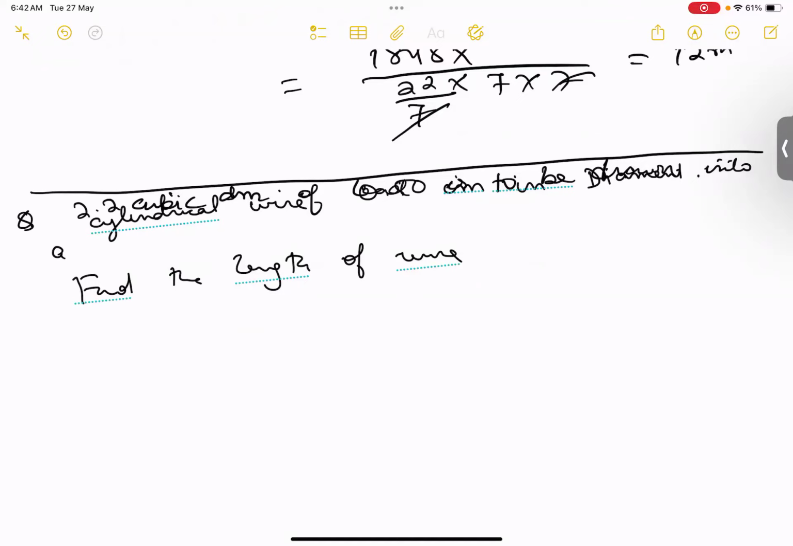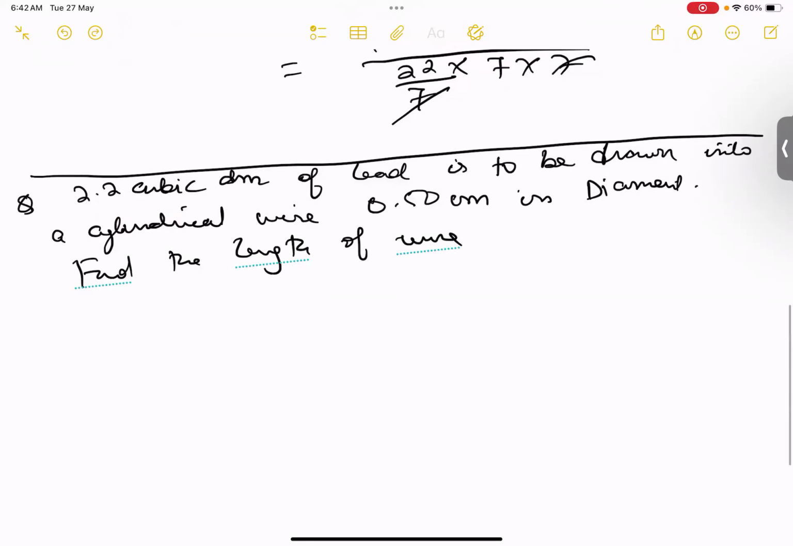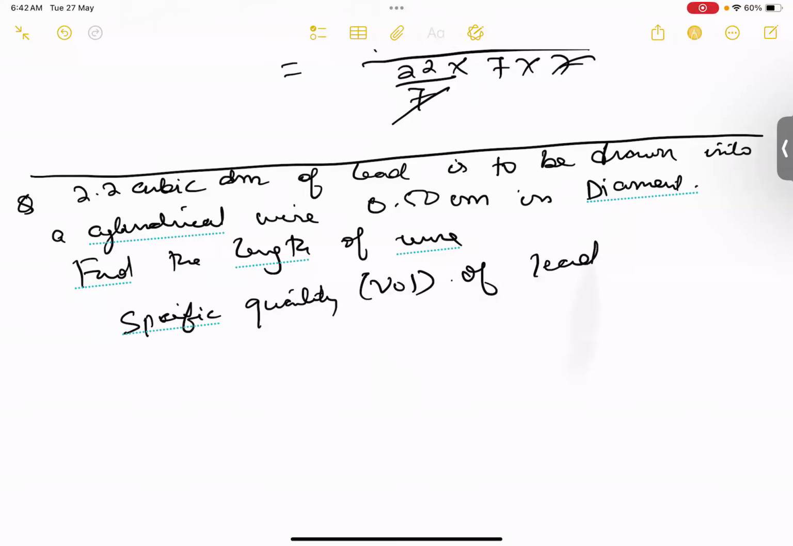Given question. So this is a question, okay? Now it says that we have a specific quantity of lead. We have a specific quantity, or volume, of lead. We don't know what the shape of that lead is, but we just know that the volume is 2.2 cubic decimeter.